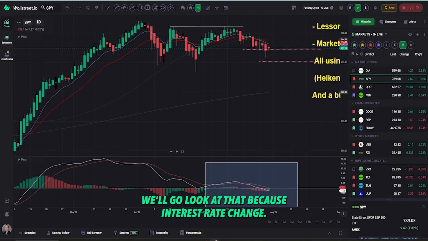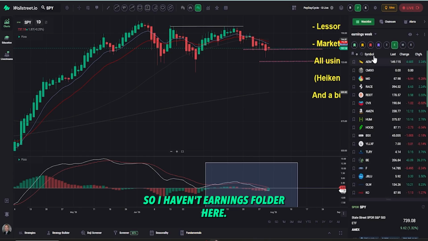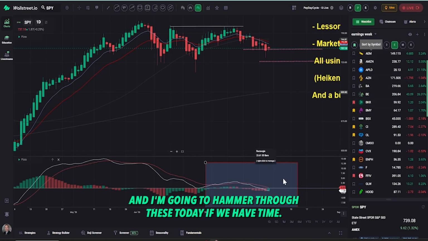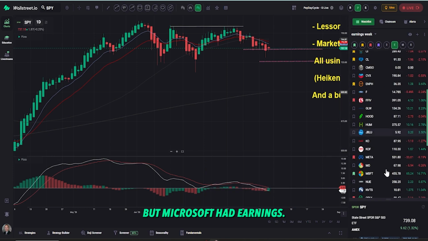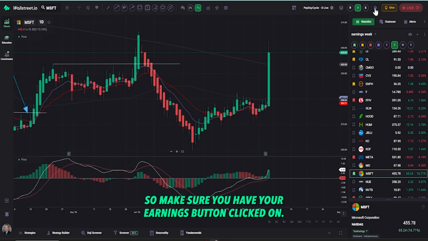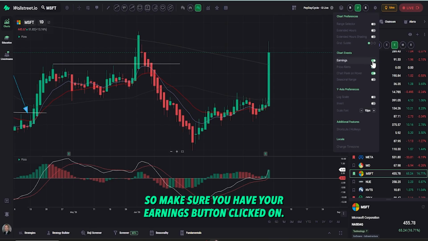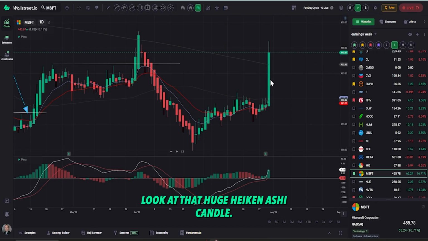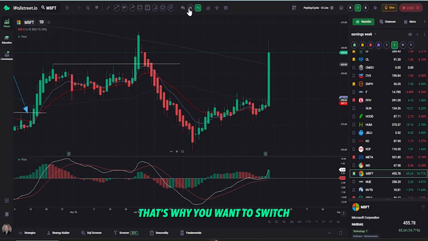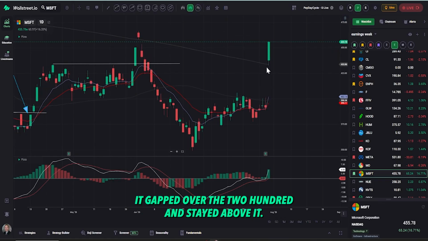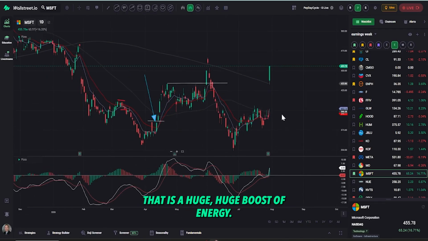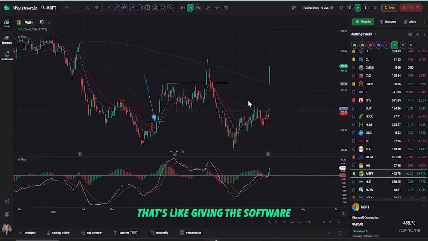Because of the interest rate change. But Microsoft soared after its earnings report. So I have an earnings folder here, and I'm going to hammer through these today if we have time. But Microsoft had earnings, so make sure you have your earnings button clicked on. Look at that huge Heiken Ashi candle. That's why you want to switch over and say, oh, there's your gap. It gapped over the 200 and stayed above it. That is a huge, huge boost of energy. That's like giving the software sector a couple of Red Bulls and a Celsius.